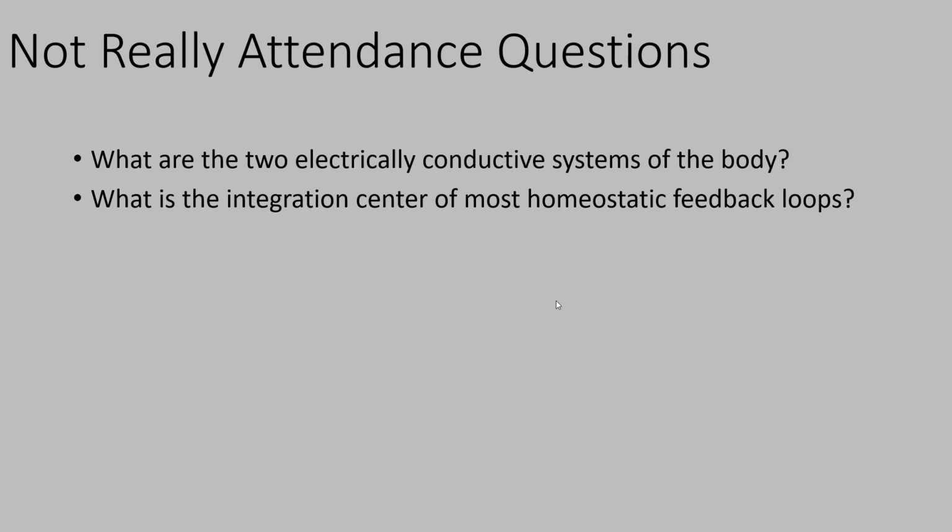Next, what is the integration system or center of most homeostatic feedback loops? And most of the time, it's the brain. Not always, but usually it's the brain. So that part, all the way back in the very first lecture of the semester, when we talked about homeostatic feedback loops and homeostasis in general, now we're coming back to that again in this chapter and in this unit.